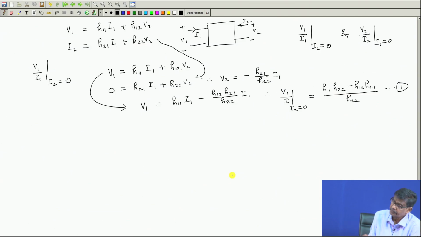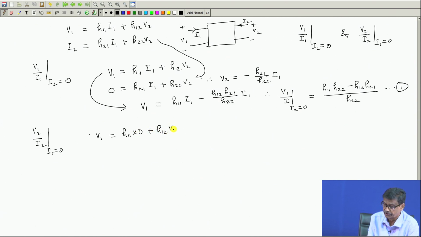Similarly, I will now calculate V2 by I2 with the condition I1 equal to 0, that is, the primary side, the input side, is open circuited. So with I1 equal to 0, you excite it with a voltage V2 and record these quantities. Then from the first equation, since I1 is equal to 0, V1 will be equal to H11 into 0 plus H12 into V2, and this is simply H12 V2.